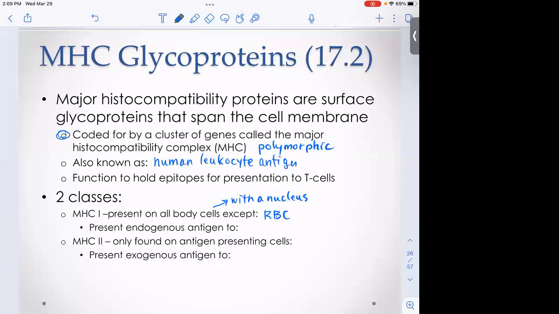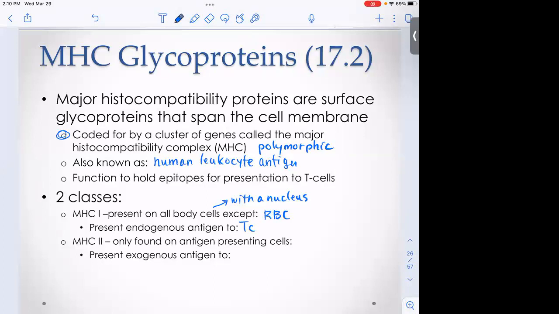And MHC1 are going to present endogenous antigen. Remember, that's antigen from within a cell, usually antigen, say, from a virus. And it's going to present endogenous antigen to cytotoxic T cells. I know we haven't talked about that. We're going to talk about that segment of cells and what they do shortly.